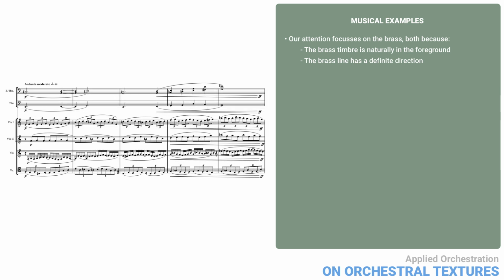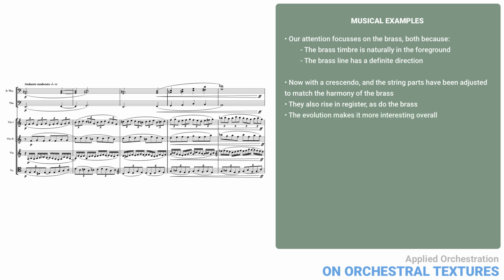Our next example is similar, but now with a crescendo, and the string parts have been adjusted to match the harmony of the brass. They also rise in register, as do the brass. Once again, the evolution makes it more interesting overall, and the coordination of the two planes, harmonically and registrally, makes it more coherent, so the character is clearer and stronger. This makes a substantial difference.